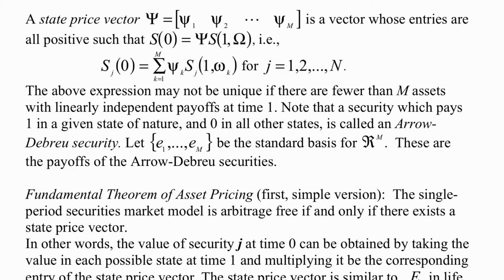The above expression may not be unique if there are fewer than m assets with linearly independent payoffs at time 1. And the reason is pretty straightforward: it's a system of equations, and a linear system like that has a unique solution if and only if the matrix of the system has maximum rank.